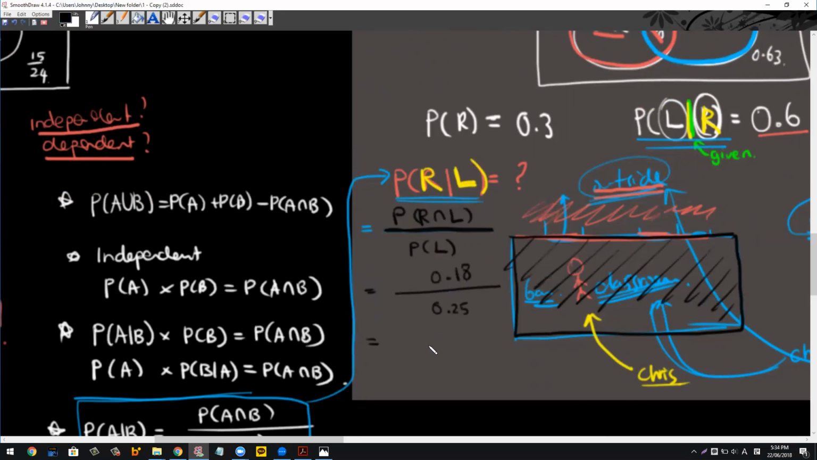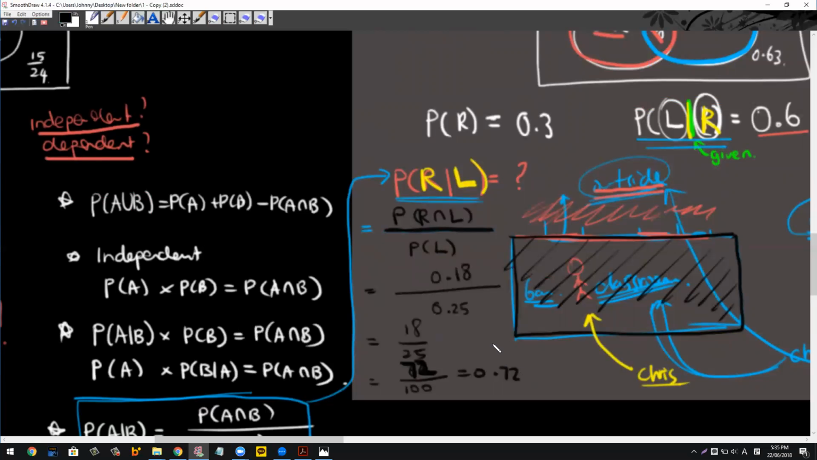So the answer is 18 over 25. If I just multiply this by 4 and by 4, then you get 100, and this is equal to 72, sorry. So this is equal to 0.72, I mean 72%.